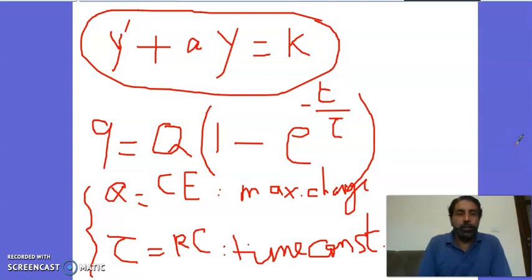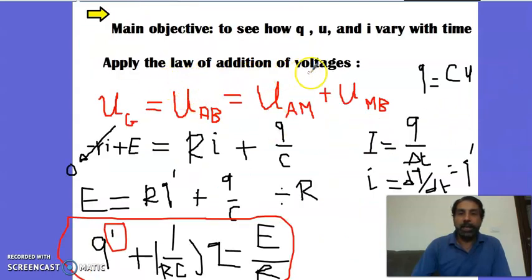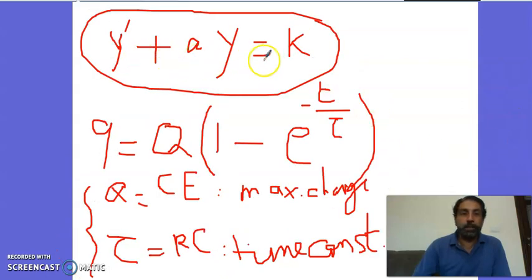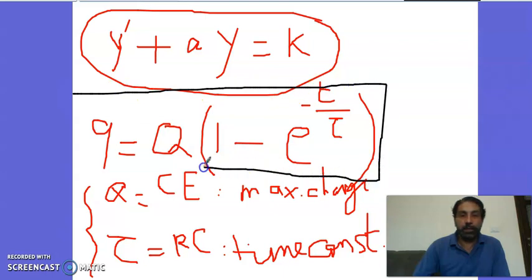I'm going to continue the study of charging of a capacitor. Remember, in the last video, we applied the law of addition of voltage to get the differential equation. And from this differential equation, going to mathematics, we obtain the solution of this equation. Here is the solution. Okay?